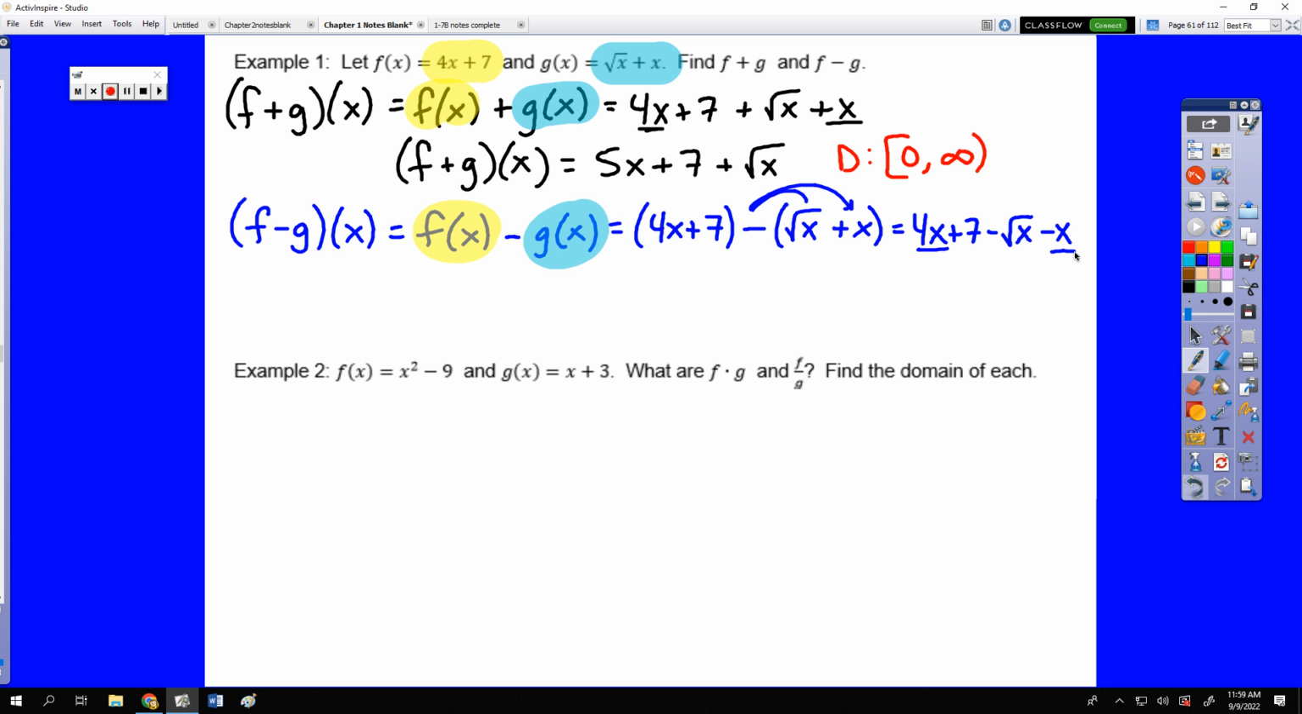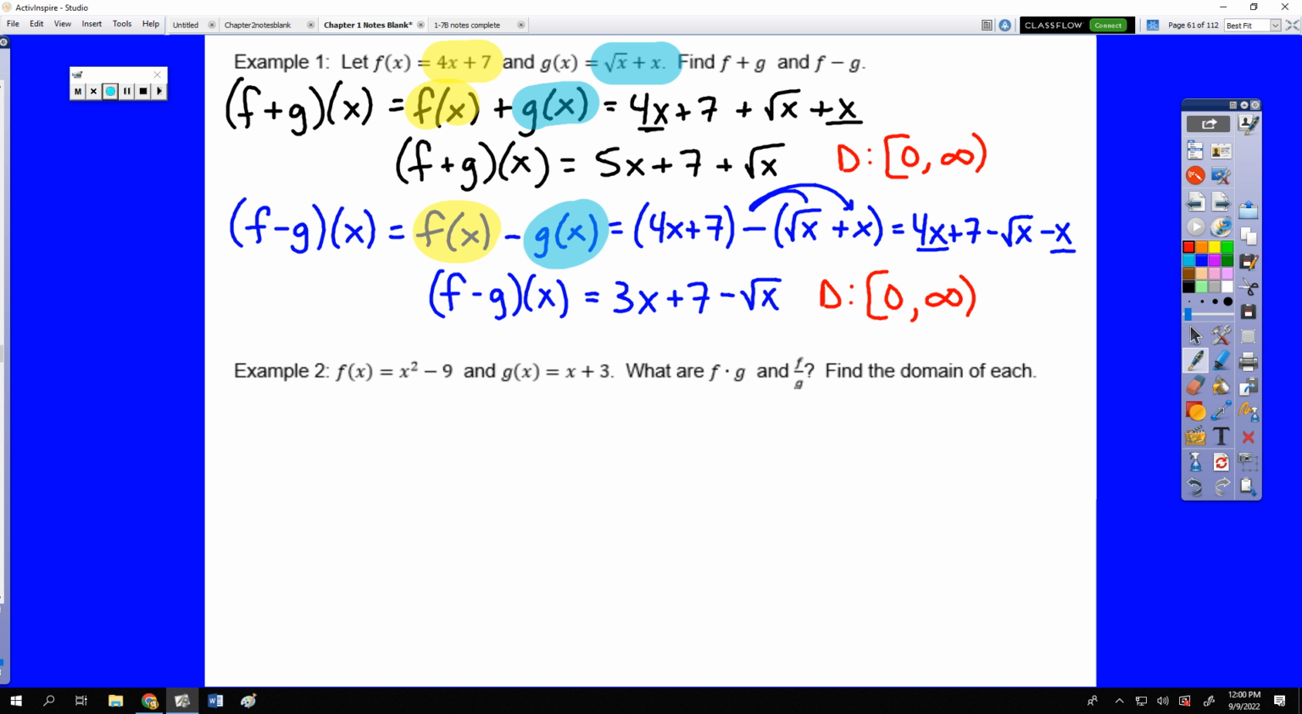So then when we combine like terms, our final function for f minus g of x would be 3x plus 7 minus the square root of x. It does not change the fact that the domain is still just the numbers that can be put underneath the square root, which would be x greater than or equal to 0, meaning the domain would be 0 to infinity, including 0.